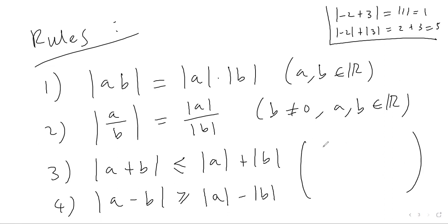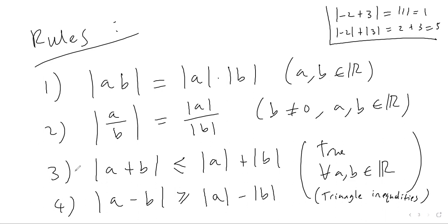And these two results here are true for all a and b. Remember this upside down A just means for all. So for every a and b real numbers, these two results are always true. Sometimes these are called the triangle inequalities. I'll make a note of that down here. You don't really need to know this for A-level maths. This doesn't really come up much, but it's worth bearing in mind for the future that these are normally called the triangle inequalities.